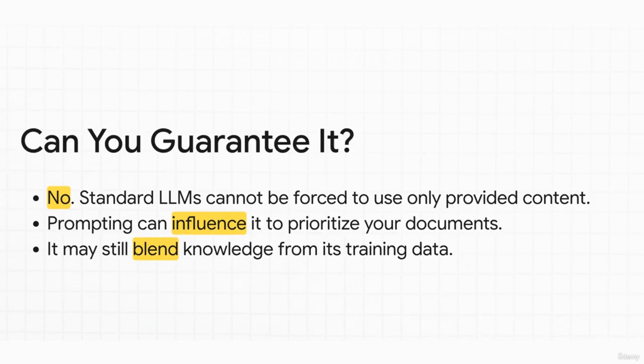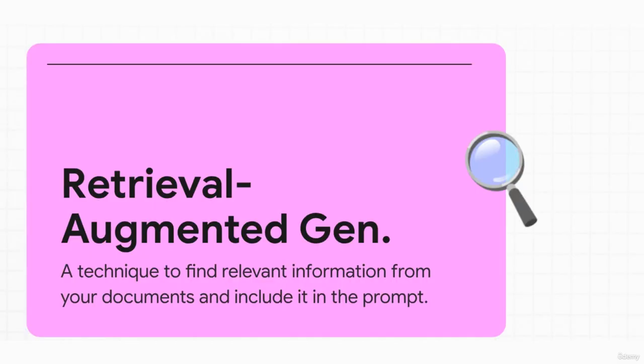Now, you can use very careful prompting, saying things like, "only use the provided source material to answer this question," and that helps a lot. It heavily influences the model. But you can't build an unbreakable wall around its pre-existing knowledge. It might still blend what you gave it with the vast sea of information it was trained on, especially if the topics are kind of similar. This is exactly where a super powerful technique called retrieval augmented generation, or RAG, comes into play. Instead of just dumping a huge pile of documents on the LLM and hoping for the best, RAG acts like a smart research assistant.